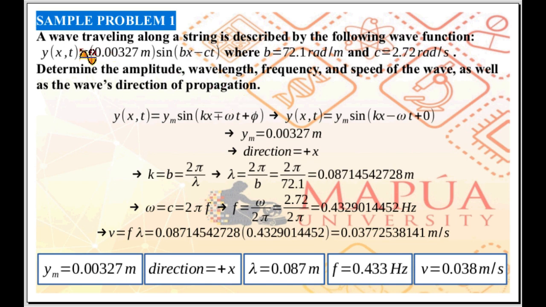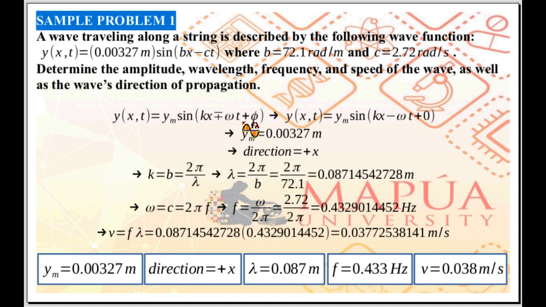Now, a wave traveling along a string, a wave on a string, is a periodic wave by default. We use a sine function, and indeed, if you look at the wave function given, a sine function is used, further telling us that we have a sine wave. The general equation for a sine wave is given by y of x,t is equal to ym sine of (kx minus/plus omega t plus phi).